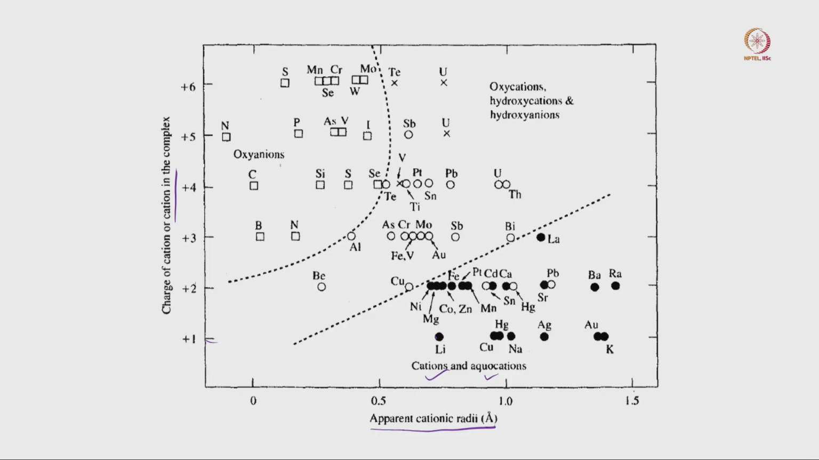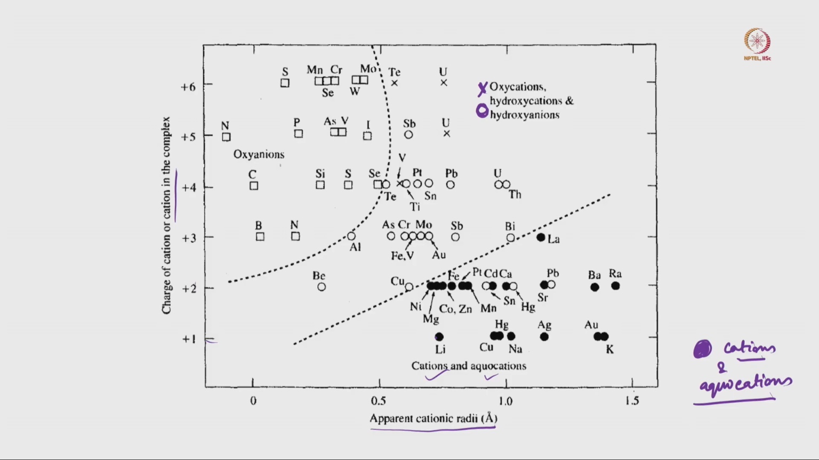This I think is for oxyanions, and this is the symbol for hydroxycations and hydroxyanions. The filled symbol is for those which exist as cations or aquacations. So this is the stability field.